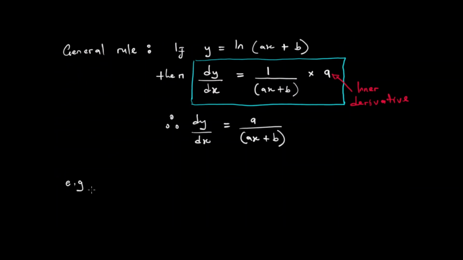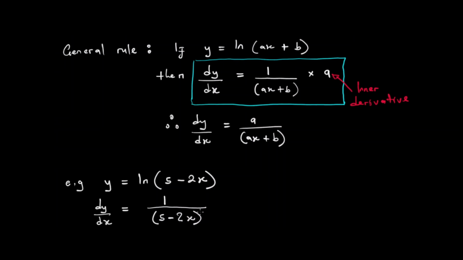So our example is like this. We are told that y is equal to ln of 5 minus 2x. The question is to find dy dx. So dy dx in this instance is equal to 1 over what comes after ln, meaning the bracket of 5 minus 2x. That is what dy dx is going to be, multiplying the inner derivative.